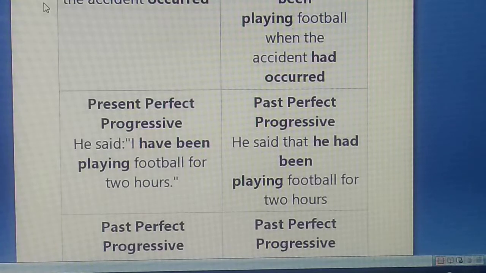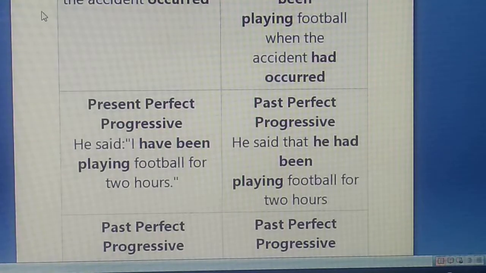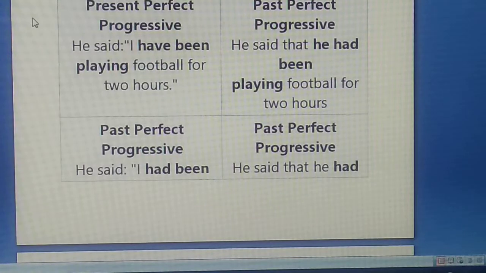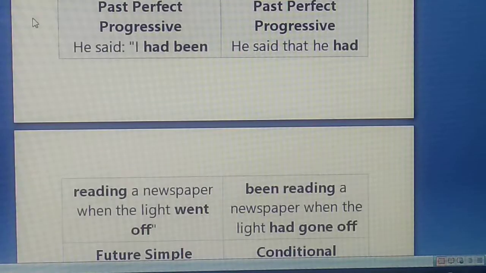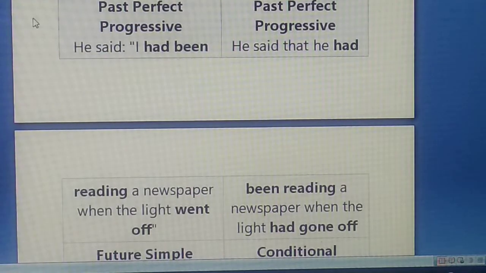He said, "I have been playing football for 2 hours." He said that he had been playing football for 2 hours. Have been changes into had been, that is, present perfect changes into past perfect. Playing is already there, which is continuous tense. So present perfect continuous changes into past perfect continuous. He said, "I had been reading a newspaper when the light went off." He said that he had been reading a newspaper when the light had gone off.